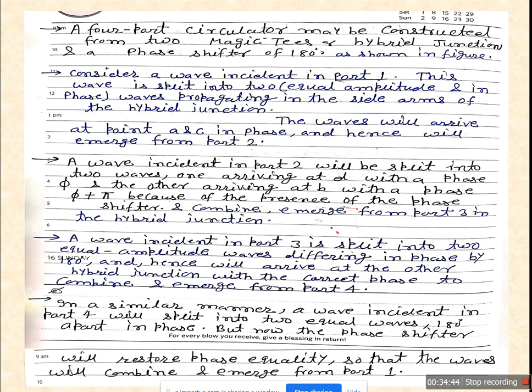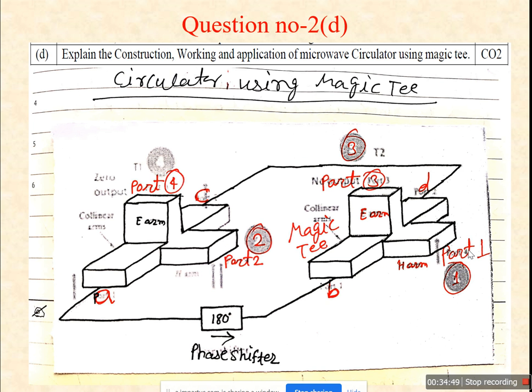First, consider a wave incident at port 1. Let's see. Port 1 is here, port 2 is here, port 3 is here, port 4 is here. Clearly you can see this. A power is incident at port 1. Let's see what happens. Here port 1 is split into two parts, B and D.